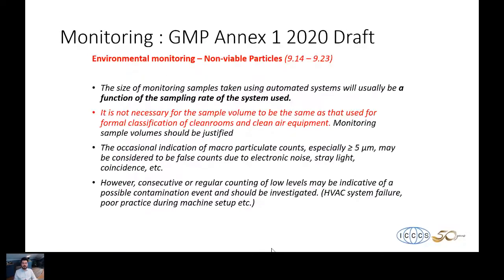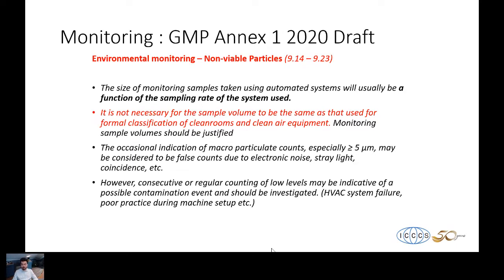An important thing is a function of the sampling rate of your system to be used, and still the same definition applies here. It's not necessary for the sample volume to be the same as that used for the formal classification, which is 1 cubic meter of air for the monitoring system. Your monitoring flow rate will be justified and limits will be defined based on your per minute sampling.